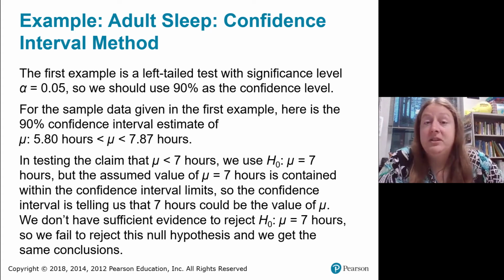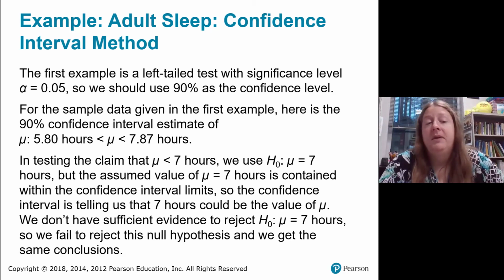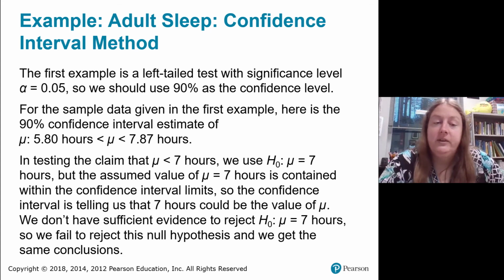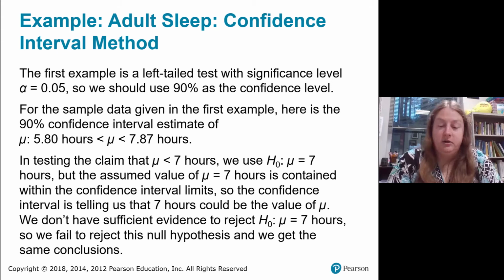If we go through the steps to do that, then we'll get an estimate of the population mean being between 5.8 hours and 7.87 hours. Well, 7 falls within our confidence interval, and that means that it could be that the population mean really is 7. So we don't have sufficient evidence from our confidence interval method to reject our null hypothesis. So we fail to reject the null hypothesis, and we get the same conclusions that we did in our p-value method and our critical value method.